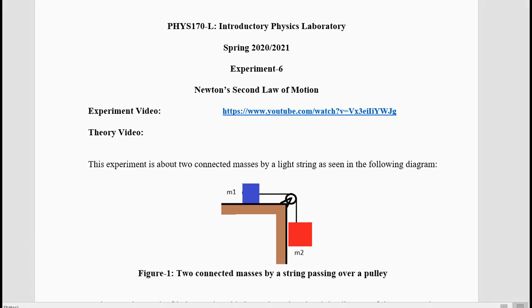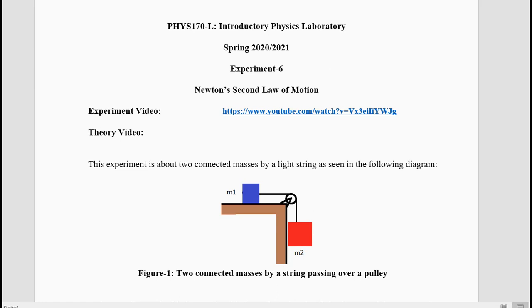Dear students, Salam Alaikum. This is experiment number 6 dealing with Newton's second law of motion for the course Physics 170L Introductory Physics Laboratory for the semester Spring 2020-2021.